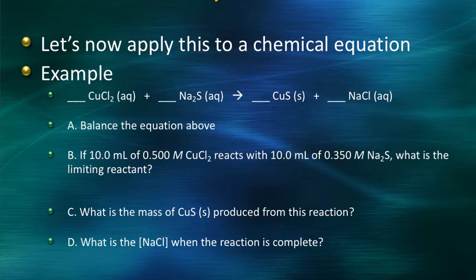And D says, what is the concentration of sodium chloride when the reaction is complete? Okay, so we're going to figure out what's the concentration of this, right? Since it's aqueous, it'll be dissolved in water. But in order to do that, we got to figure out which one of these two is the limiting reactant, because that dictates how much product we can make.